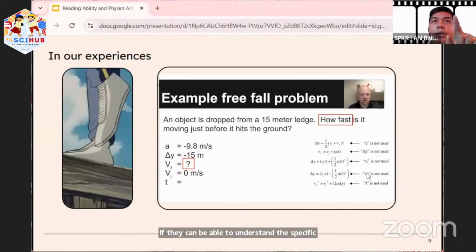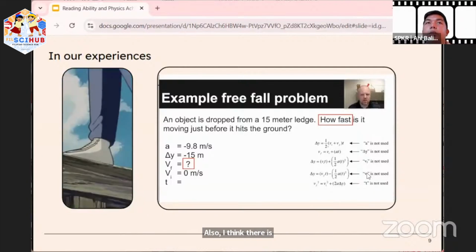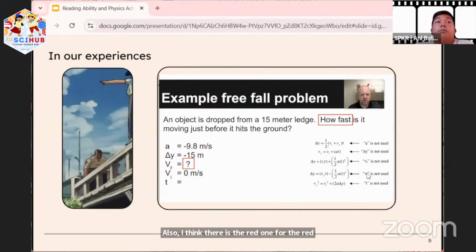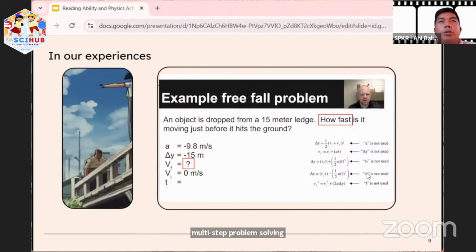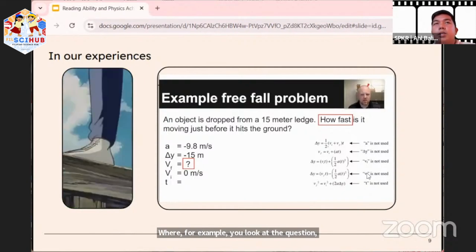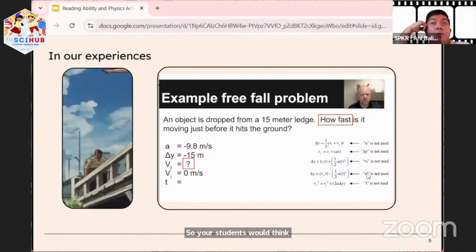Also, I think there is the red box for 'how fast is it moving just before it hits the ground.' So it's part of multi-step problem solving, where, for example, you look at the question. The question is about how fast. So your students would think, how fast? What am I looking for? Is it the mass? Is it the acceleration? I might be confused with acceleration and velocity, right? Or is it the time? I'm talking about how fast, right?